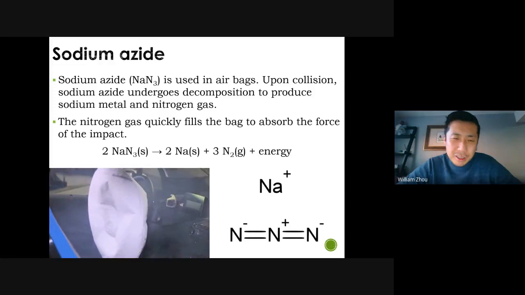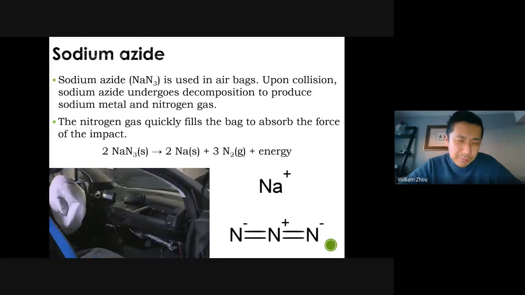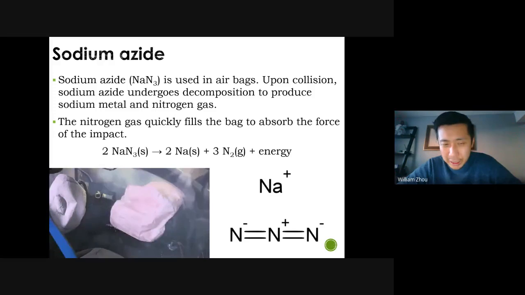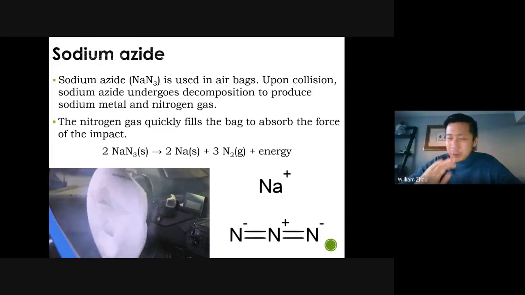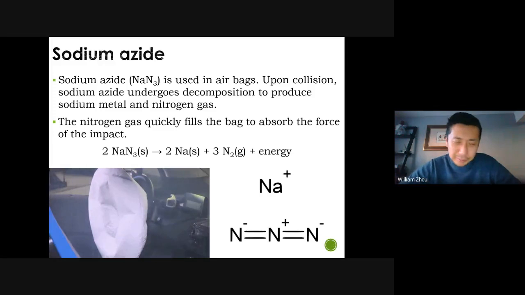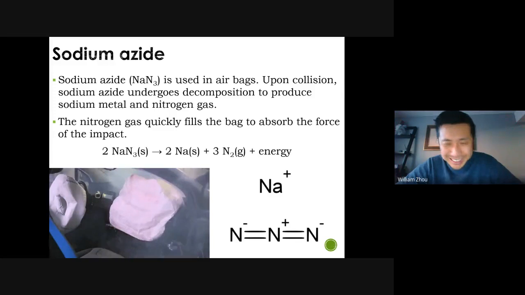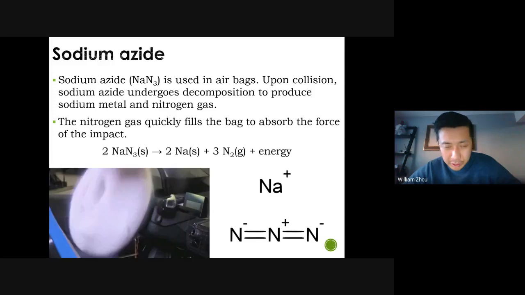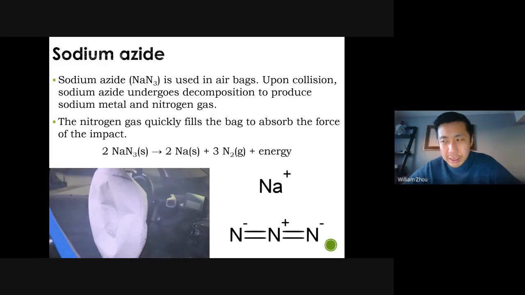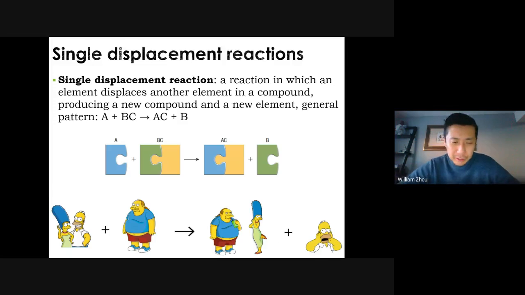The name of this is weird as well. Azide, what? That's a common name. That's not the proper IUPAC name. So if you have any of those questions, don't worry about it. So sodium azide breaks apart to form two different products and energy. So decomposition. You need to be able to recognize decomposition and synthesis. Okay, so let's move on to the third one.